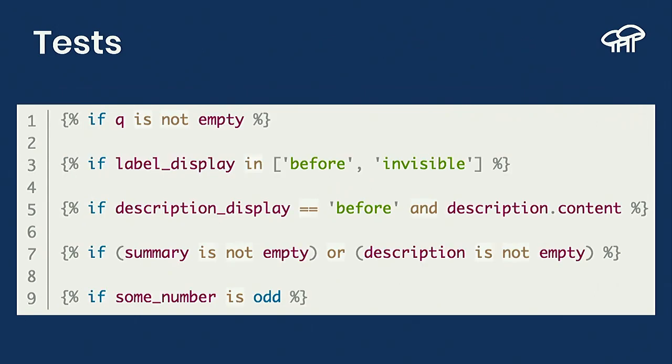We also have tests. Tests are usually used when you want to evaluate a condition. These are examples mostly from Drupal core: if the variable Q, which in Drupal represents the query string parameters, is empty or is not empty, if the value of a label is in one of these arrays, if a variable is not empty, if a number is odd or even, there are many options. Technically speaking, the only test in this slide is the word odd. The words is, not, in, or, those are called operators, but they are usually used in the context of tests, so I just grouped them together here.